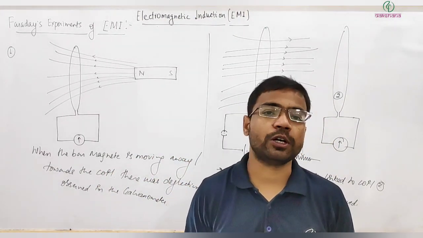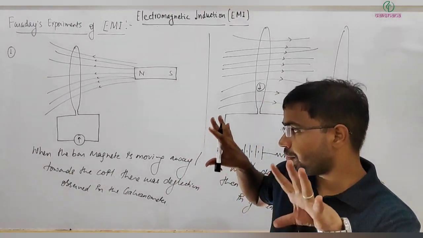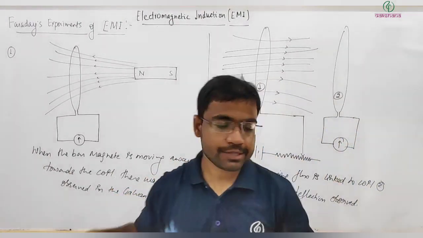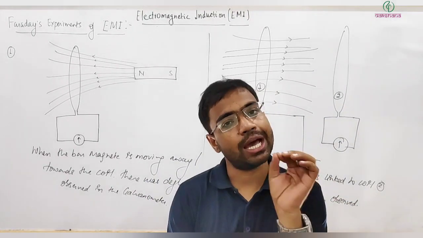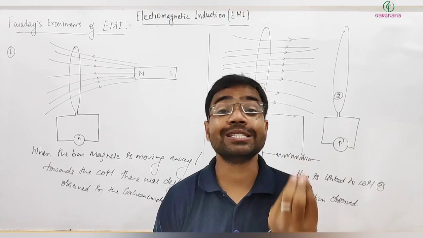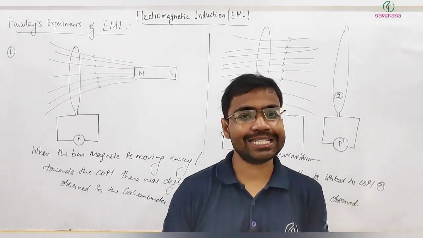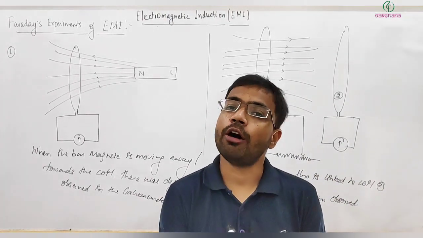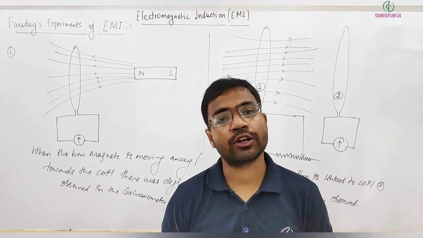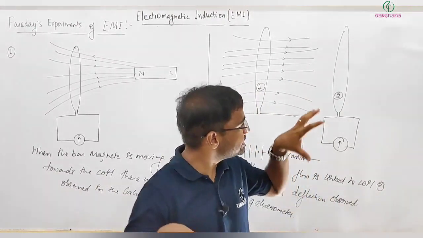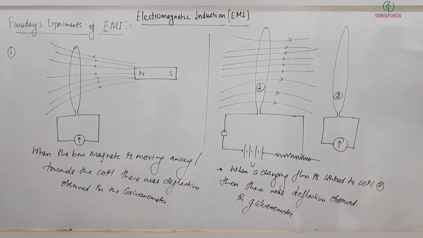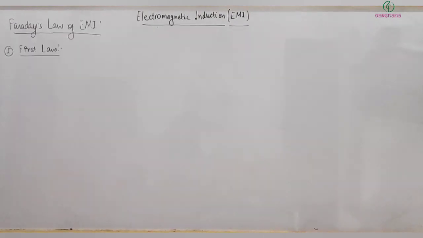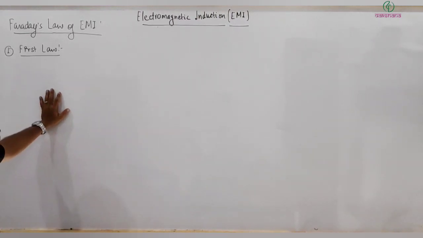There are many different possibilities that can be there. So from these setups we can write some conclusions, and those conclusions were written by Faraday in what is called Faraday's law of electromagnetic induction. So those were all just results of these experiments. Let me write those results. So those observations Faraday wrote as Faraday's law of EMI.